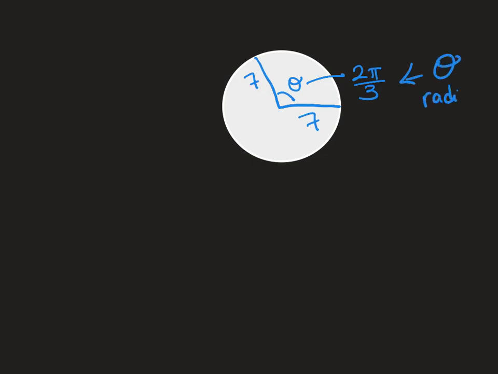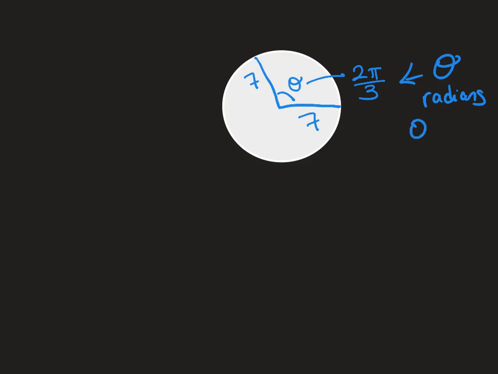So example number 4, I'm going to draw it this time. So here's my beautiful circle. I know I'm such a great artist. Good thing I can insert some pictures. Example number 4 says that here's a 7 and a 7, and they're telling us the central angle in here is equal to 2 pi over 3. So the reason I want to do this problem is that this time this theta, the central angle, is in radians.